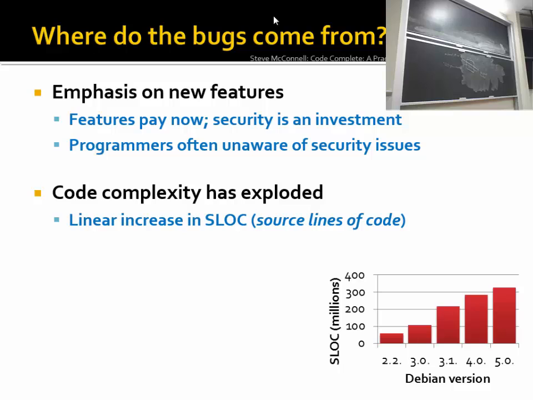There's another thing, which is that code complexity today has completely exploded. The number of lines of code running in your phone is absolutely insane. And it's growing at an exponential rate, right?